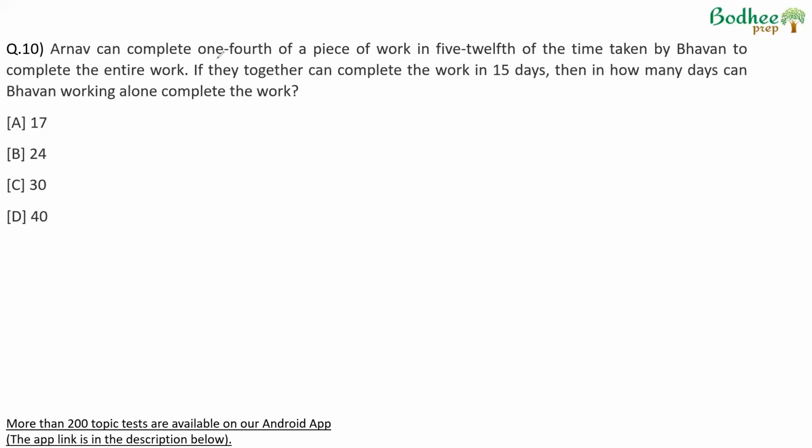Arnav can complete 1/4 of a piece of work in 5/12 of the time taken by Bhavan to complete the work. If Bhavan does some work in 12 days, Arnav will do 1/4 of this work in 5/12 of 12 days. Arnav will do 1/4 work in 5 days.